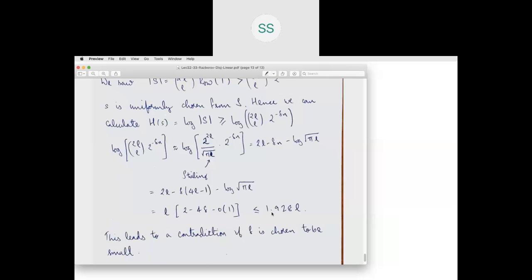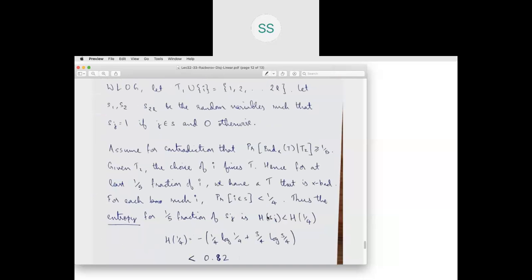So the point is that if delta is very small, let's say delta is 0.01, then for large values of L, this will be like 1.96 and this will be very, very small, negligibly small. And hence you will get this quantity greater than this quantity, which is a contradiction. So if delta is small, then we get a contradiction. And this contradiction is to the assumption that we made here, that the probability of bad x is greater than 1/5.